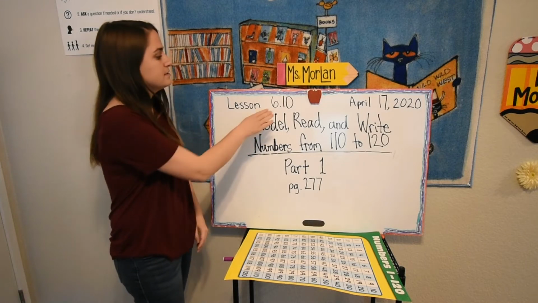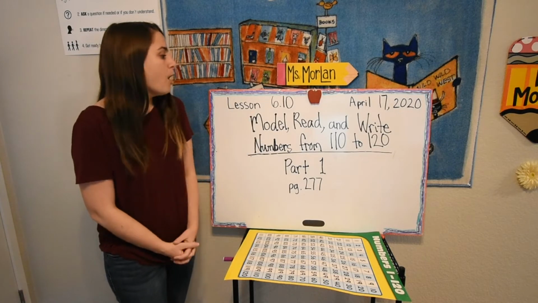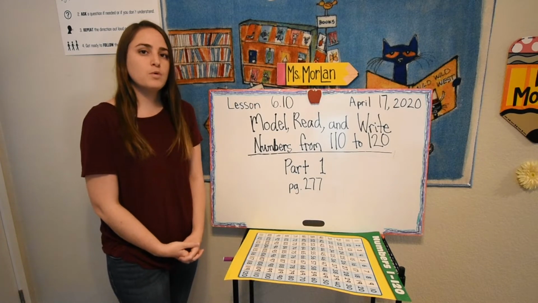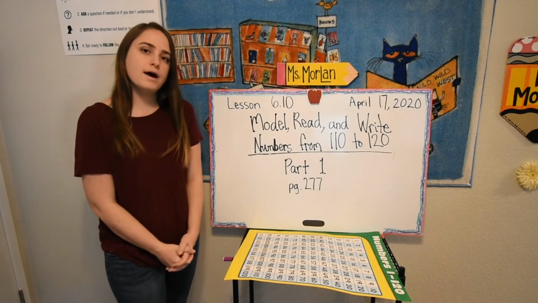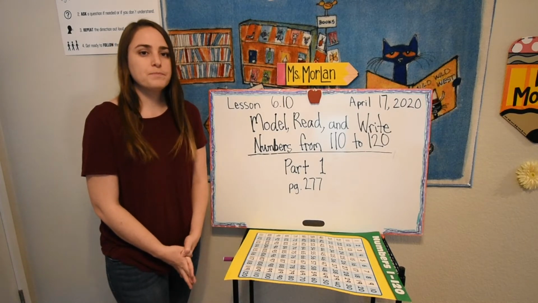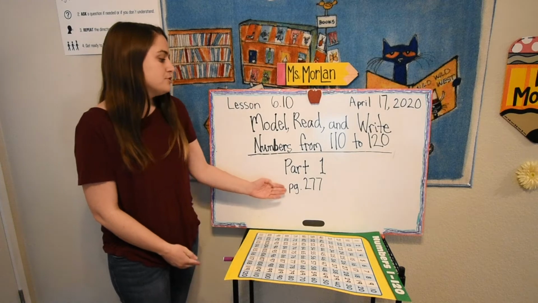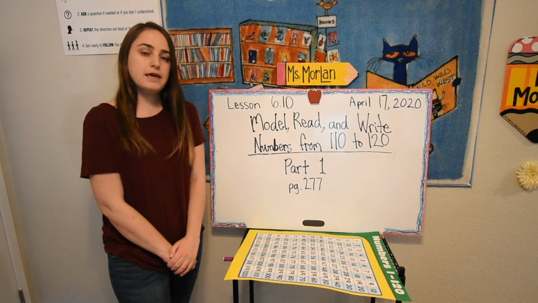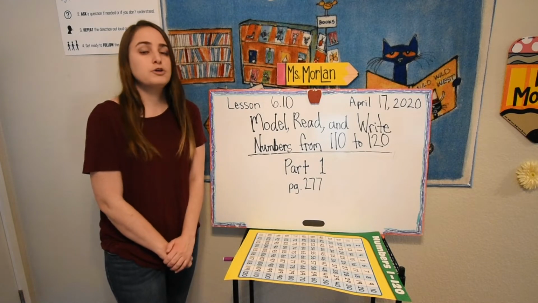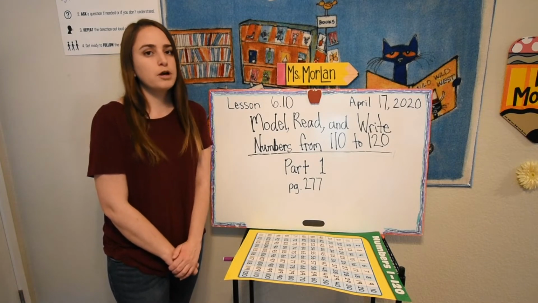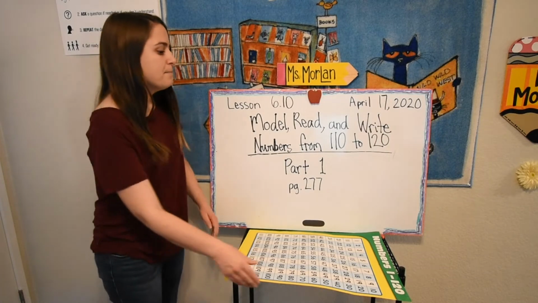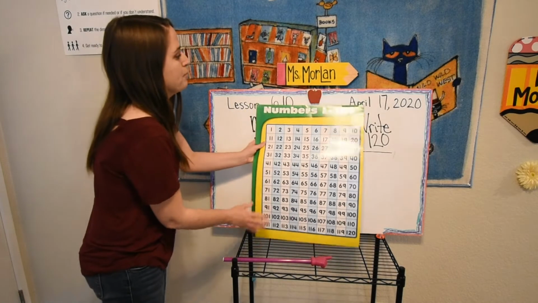To lesson 6.10, Model, Read, and Write Numbers from 110 to 120. This will be part 1 of this lesson, and I will be continuing this lesson tomorrow. We will only be working on page 277 today in our Go Math books, and I will also be providing a Google Classroom assignment for you to work on, and I will show you how to do it in this video later on.